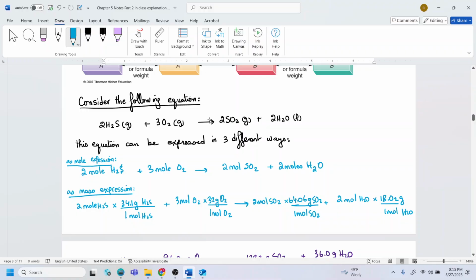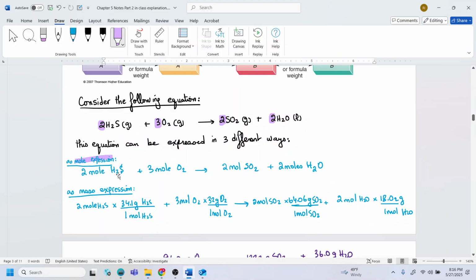So this is a balanced chemical equation. Again, your chemical equation has to be balanced at first. Once you have a balanced chemical equation, you can express this equation in different ways. You can express it in the form of a mole expression. This is why I said you need a balanced chemical equation, because these are your number of moles in here. So if I read it, I would say, 2 moles of hydrogen sulfide react with 3 moles of oxygen to form 2 moles of sulfur dioxide and 2 moles of water. This is the mole expression.